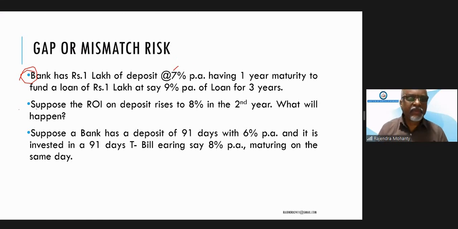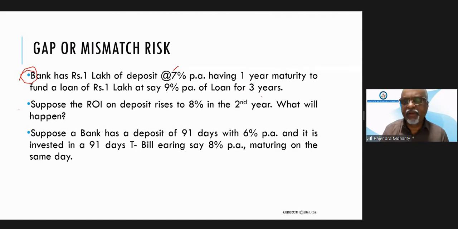Okay. So the second situation is this one. Suppose a bank has a deposit of 91 days with 6% per annum interest payable, and it is invested in a 91 day T-bill earning say 8% interest maturing on the same day. So the bank has a matched gap here. Gap is matched here. Here the gap was a mismatch.